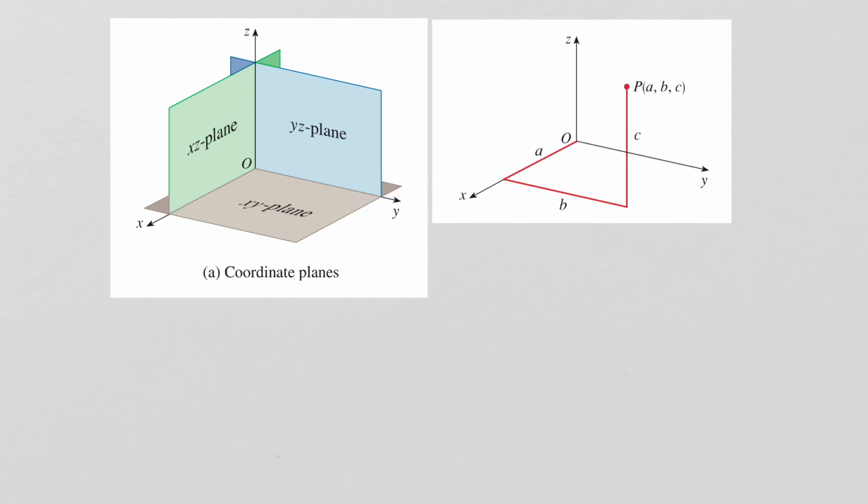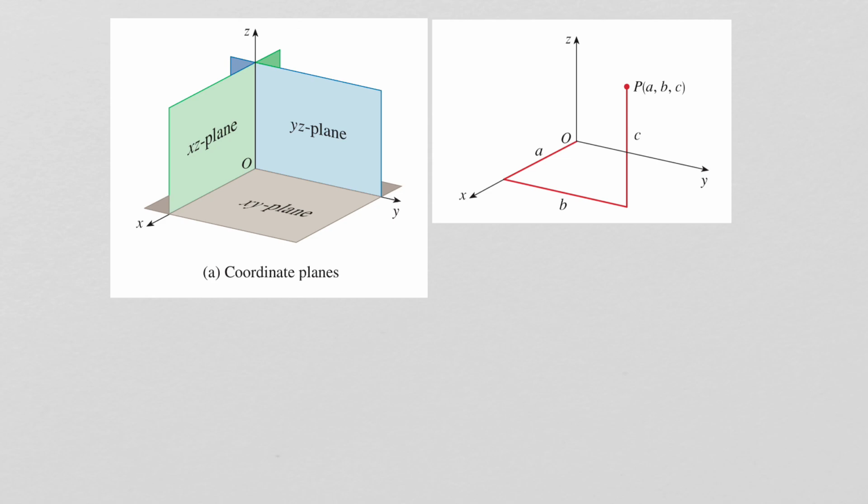So to help us get a slightly better picture here, let's consider the point A, B, C, and we will assume that A, B, and C are all positive numbers. So the point A, B, C corresponds to A on the x-axis, B on the y-axis, and C on the z-axis.